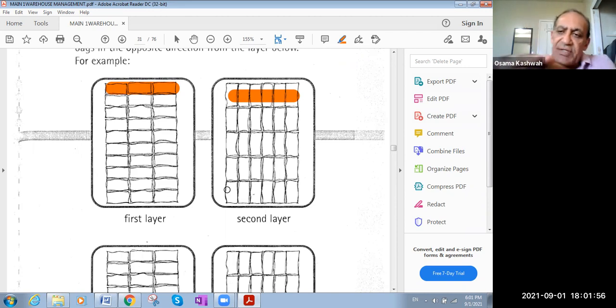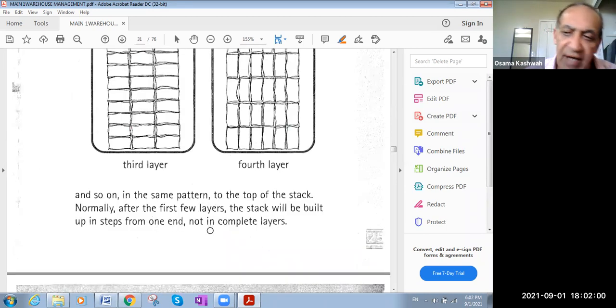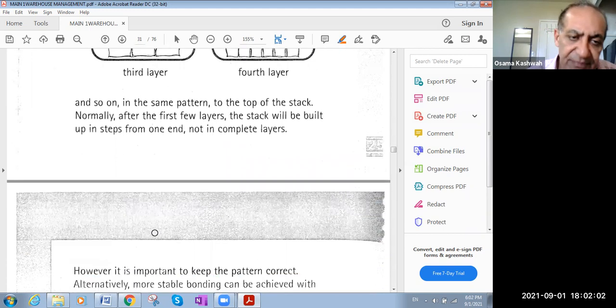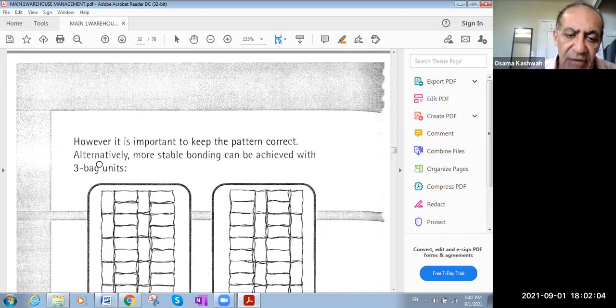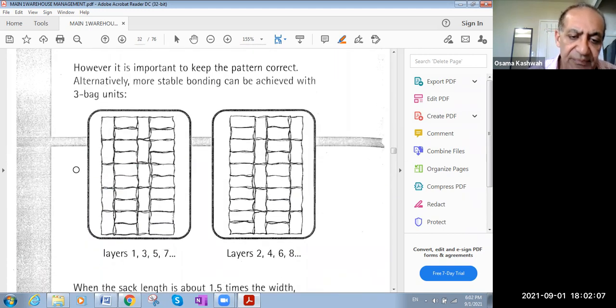It looks like a cross. Each layer is a cross of the previous layer. And do the same pattern for all of them. Also keep the pattern correct. As an example, layers 1, 3, 5, 7 take one position, then 2, 4, 6, 8 will take the vertical, making a cross with it.